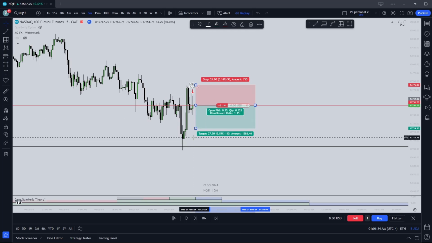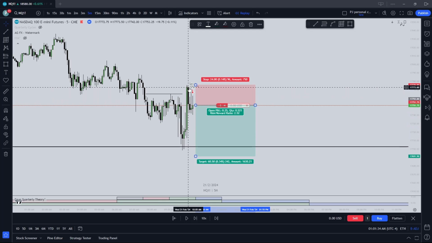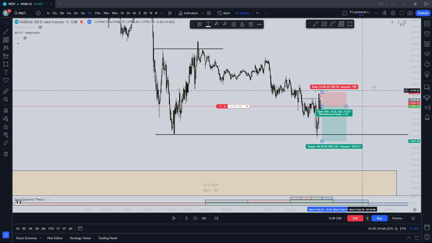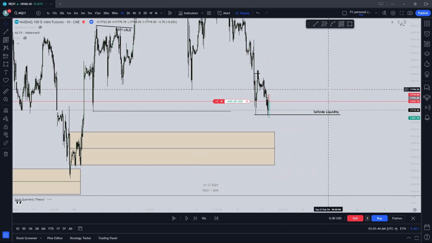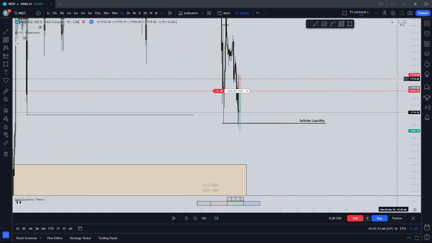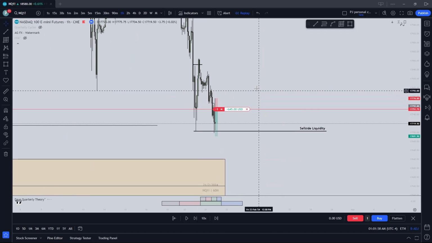Coming into our Q3, after what seems to be an accumulation, manipulation, distribution, double manipulation, to continue to the sell side. And we show our higher time frame structure, showing that we have a long wick, not a rejection block, long wick. And also equal lows where we swept into the sell side, but not aggressively. So we want to see us displace lower.